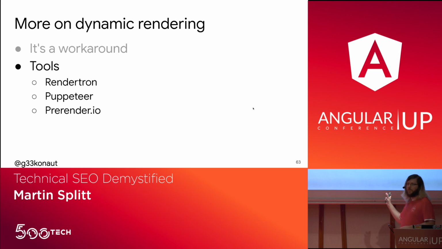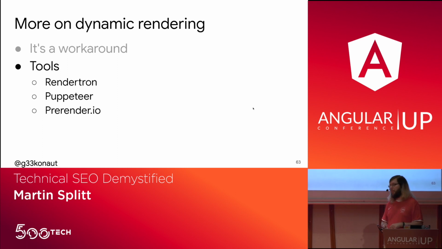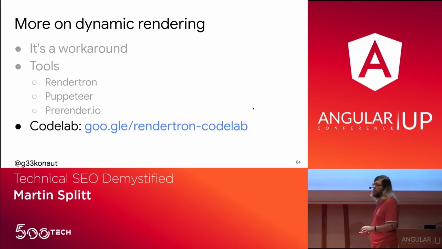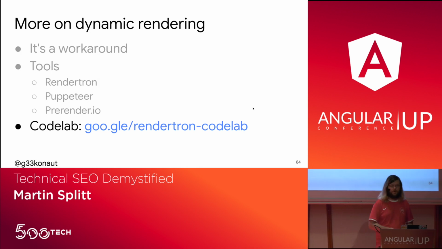There's a bunch of tools that you can use, like Rendertron, which is pretty much a ready-made solution that you have to deploy yourself. Puppeteer is the thing that allows you to control a headless Chromium. It's basically like you do it yourself, or if you prefer a service, then you can go to the people who run pre-render.io, for instance. But it's a workaround, but if you want to try it out, I highly recommend checking out the Rendertron code lab that we put together to get a feeling for how that would look and how that would work, what's the workflow for that.